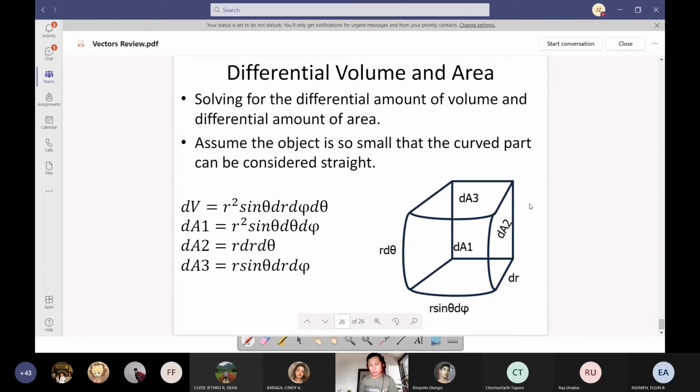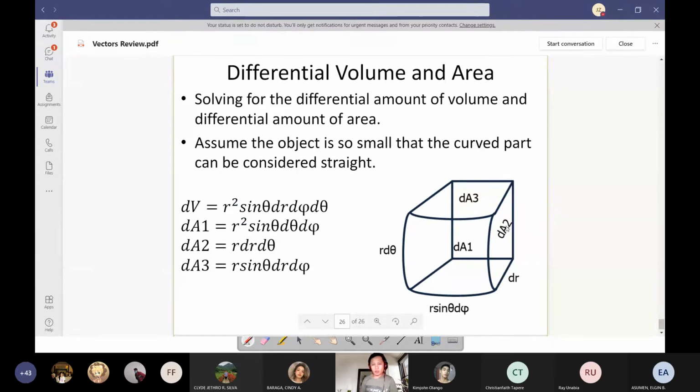Now, for the spherical coordinate system, it's a bit complicated how to solve for its dimensions. The drawing is quite complicated, so I will not explain the process of getting the dimensions. Okay? So here, this side will be r sine theta d phi. This side will be r d theta. And this side, of course, will be the small amount of the radius.